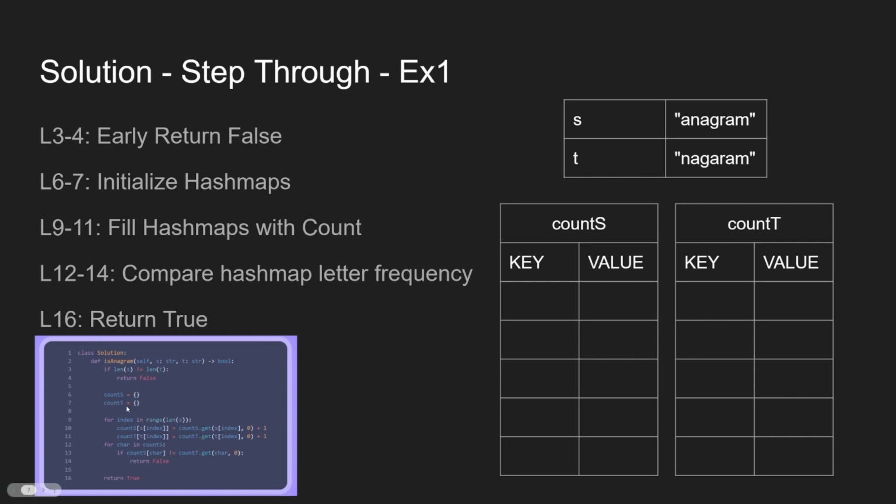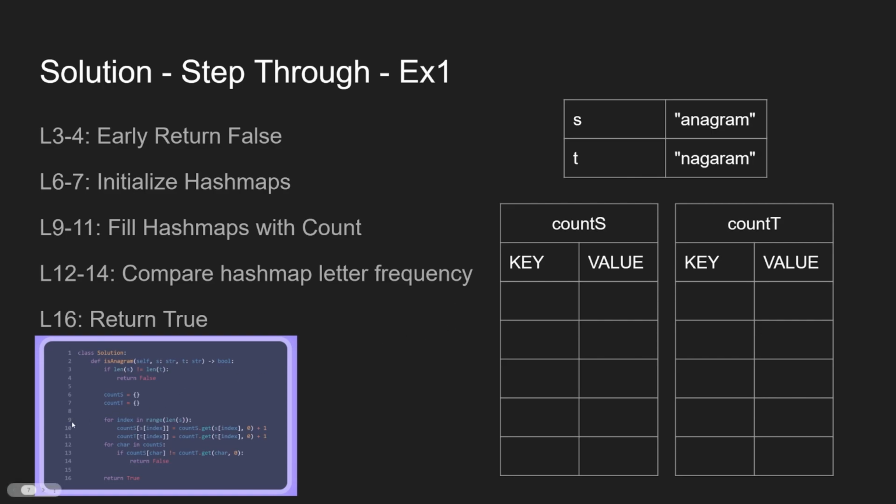And in lines 6 and 7, I initialize two hash maps. I named one count s, and this is going to keep track of the letters in the string s, and count t will keep track of the letters in string t. So lines 9 through 11 is the main loop for filling these hash maps with letters as keys and counts as values. So let's do that right now.